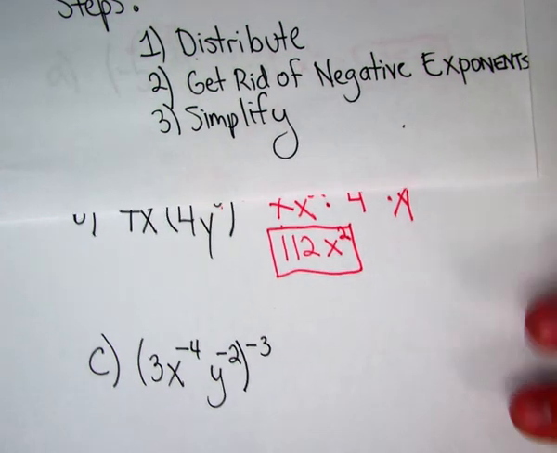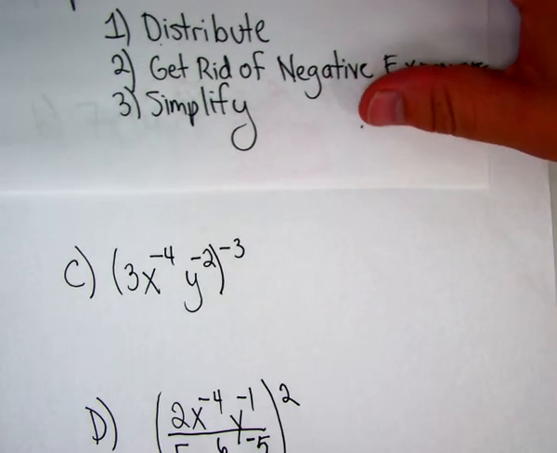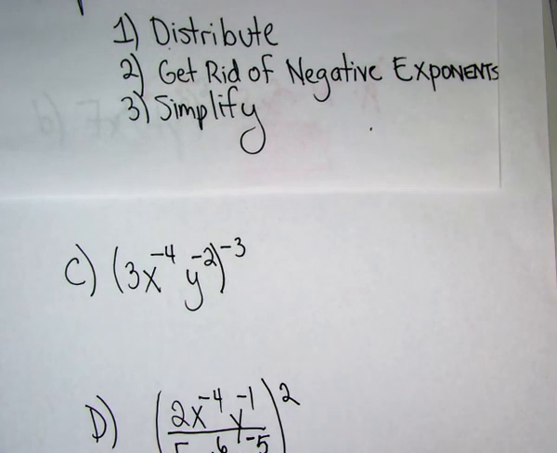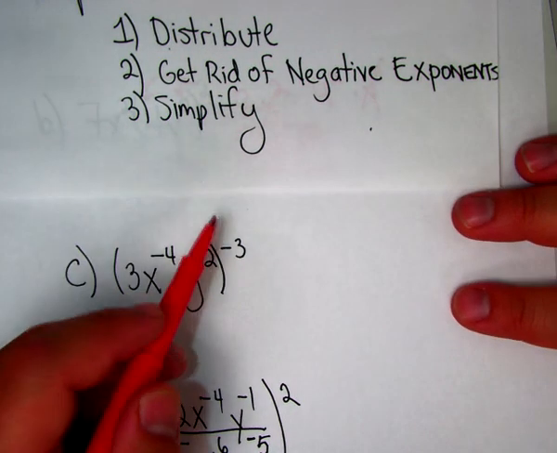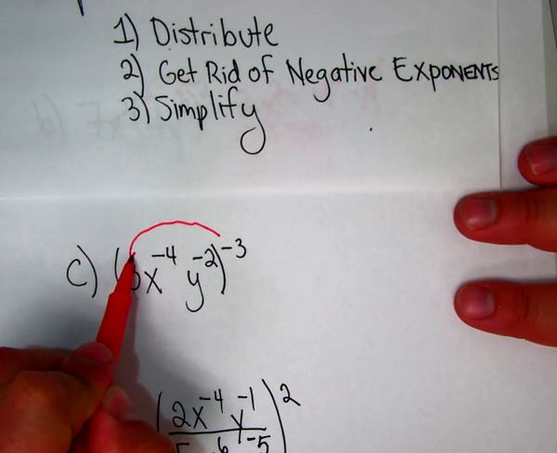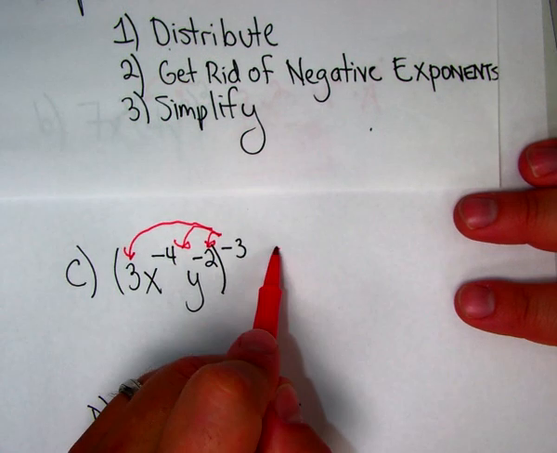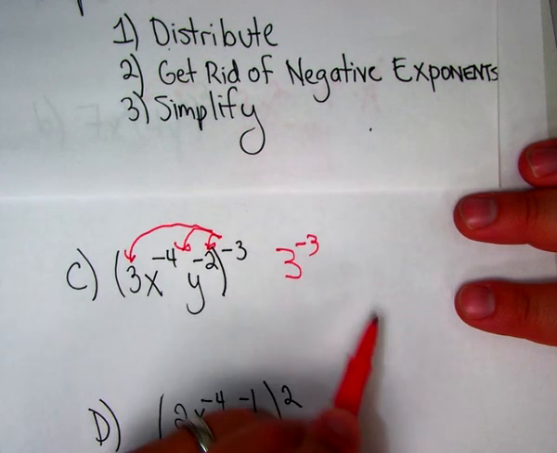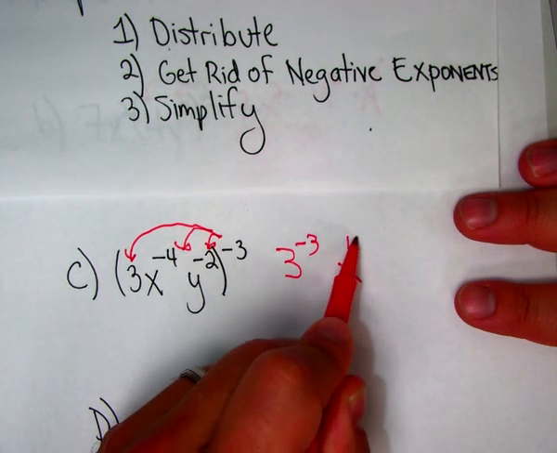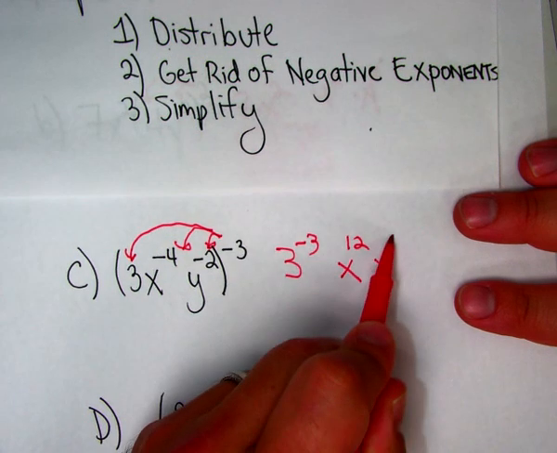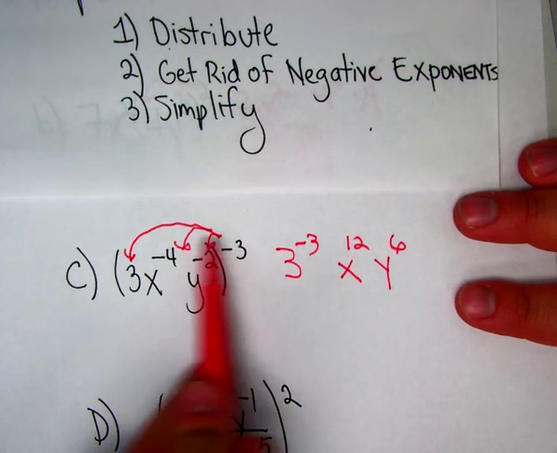Okay. Letter C. Again, same 3 steps. I know this one's getting a little crazier, and letter D is even worse. But distribute, get rid of negative exponents, and then simplify. So 3 to the negative third. We're going to take that and distribute it to each part here. This will be 3 to the negative 3, x to the 12, and y to the 6. That comes from just distributing to each one of these.